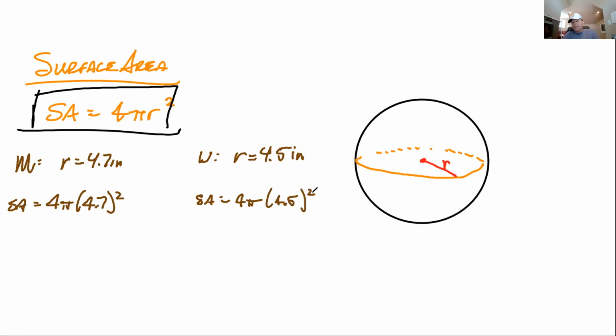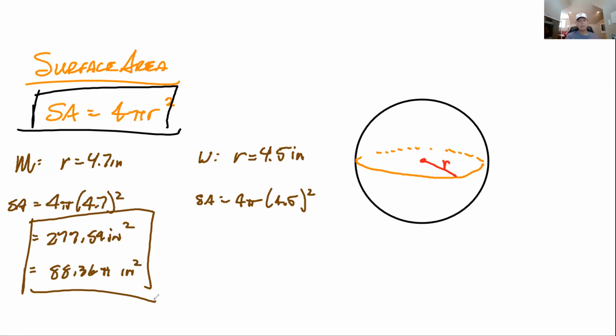Get the calculator out. Now this is a little bit easier actually, because now you can literally just do 4 pi times 4.7 squared, and I get 277.59 square inches. And again, I'm going to write in terms of pi just so we have a reference, 88.36 pi square inches. Okay, so there is our men's ball.